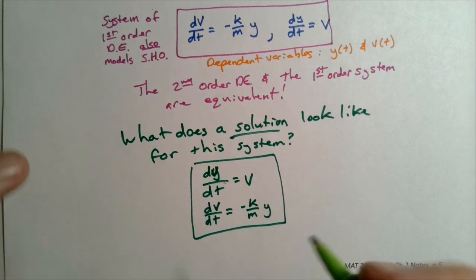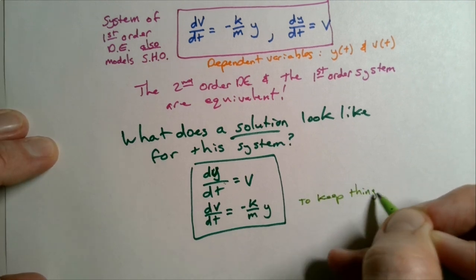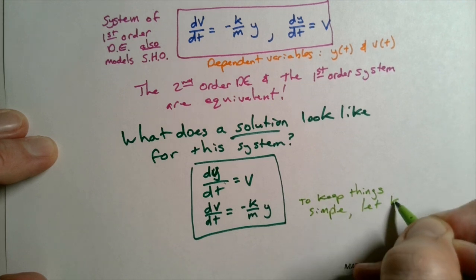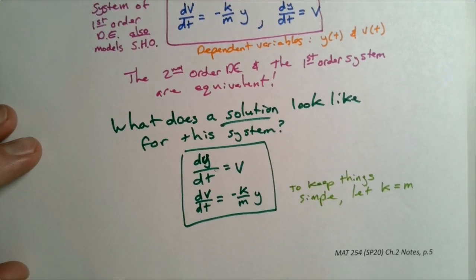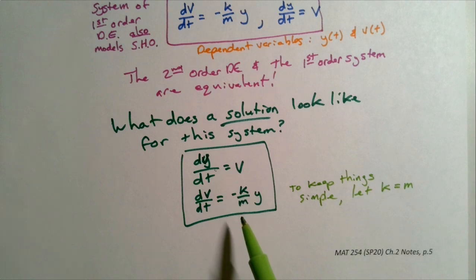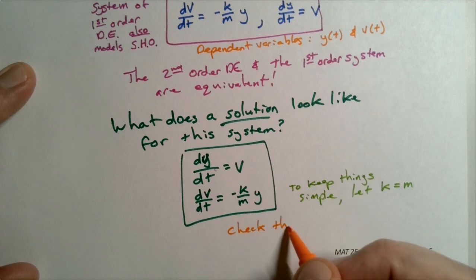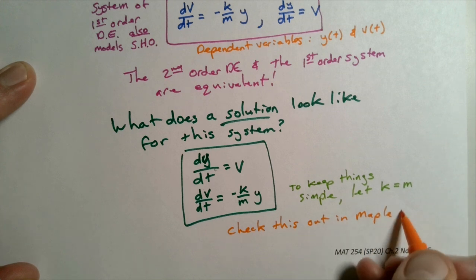And just for giggles, to keep things simple, we're going to let k be the same thing as m in terms of magnitude. So they're not the same thing in terms of units, but if k and m were the exact same size, this thing would simplify down to k and m. So what I'm going to do is make this in the Maple notes, and so you can check this out in the Maple notes.